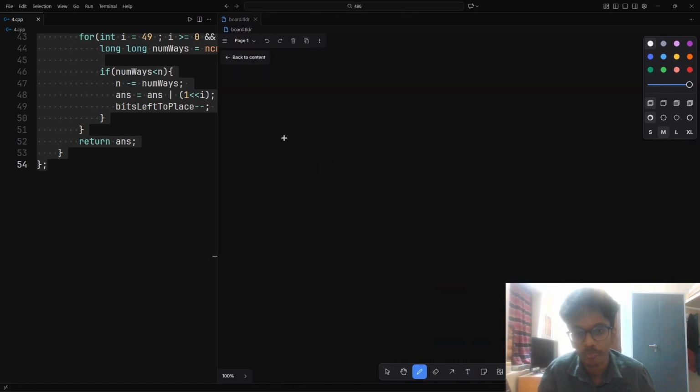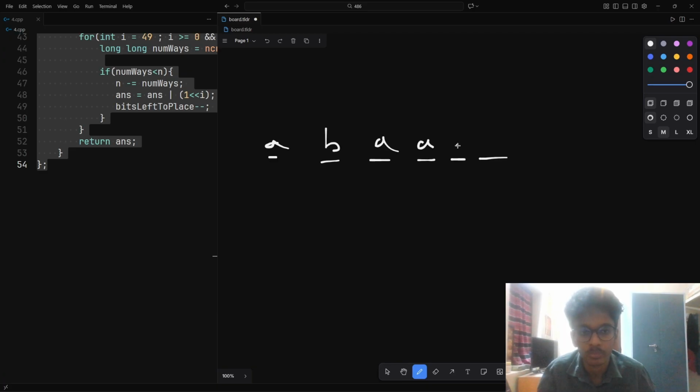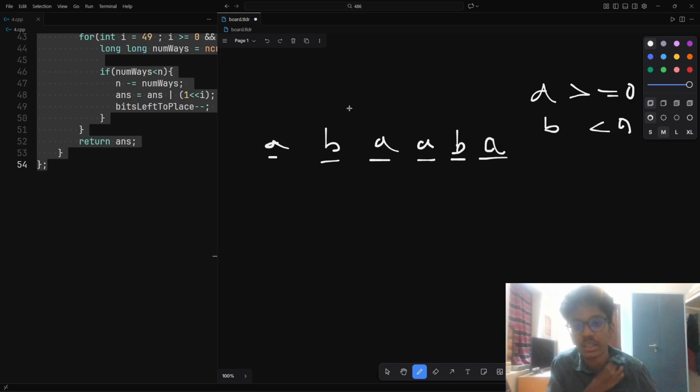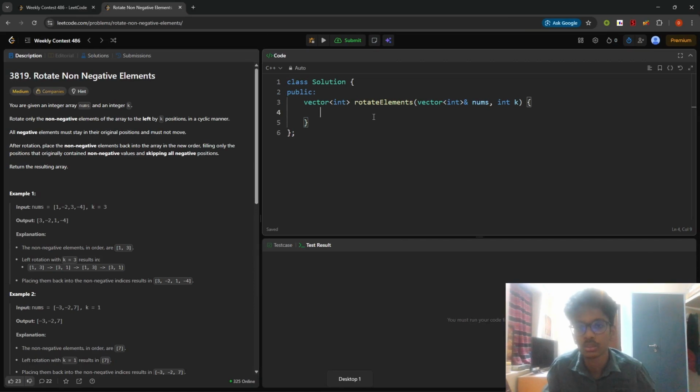You'll be having some, let's say A, B, A, B, A. This is the scenario. And let's say all A's denote non-negative elements, all B's denote negative elements. So basically, negative elements' positions won't be changed. Non-negative elements would be rotated. Let's say this is A2, A3, A4. Non-negative elements would be changing their places. How to do this? Simple.